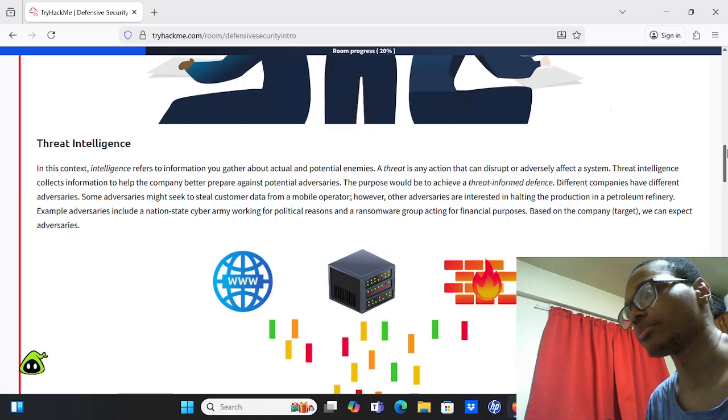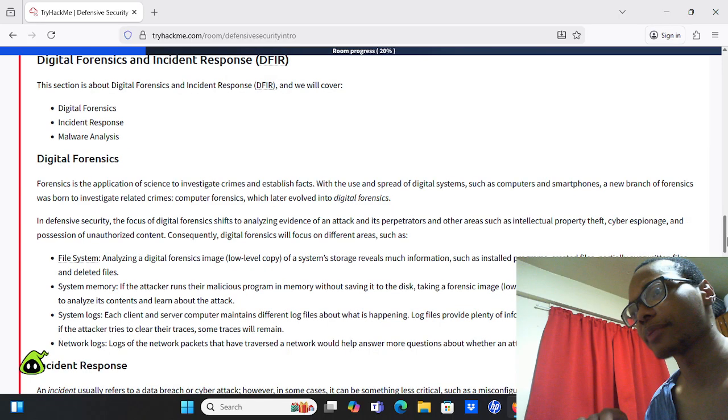DFIR. This session is about digital forensics and incident response. We will cover digital forensics, incident response, and malware analysis. Digital forensics. Forensics is the application of science to investigate crimes and establish facts. With the use and spread of digital systems, such as computers and smartphones, a new branch of forensics was born to investigate related crimes: computer forensics, which later evolved into digital forensics.